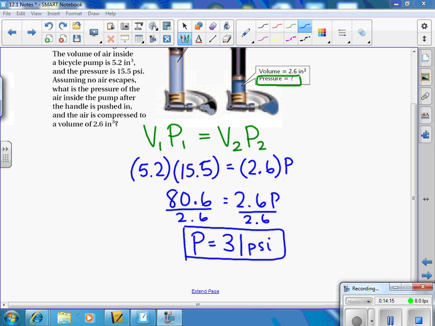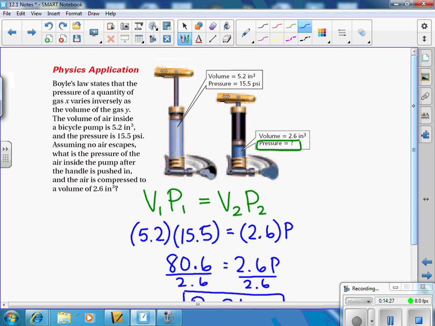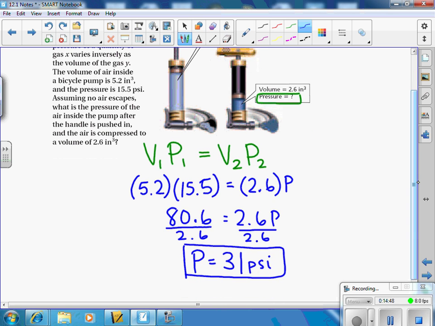So this is the work I did. And the answer I got was 31 psi, pounds per square inch. So make sure that your answer also makes sense before you're doing it. Here, the volume wasn't that much. The volume was 5.2, so the pressure wasn't that much, only 15.5. As your volume gets smaller, there should be more pressure there. Remember, volume is space. So the less space you have, the more things are compacted together. So your answer should have been 31.